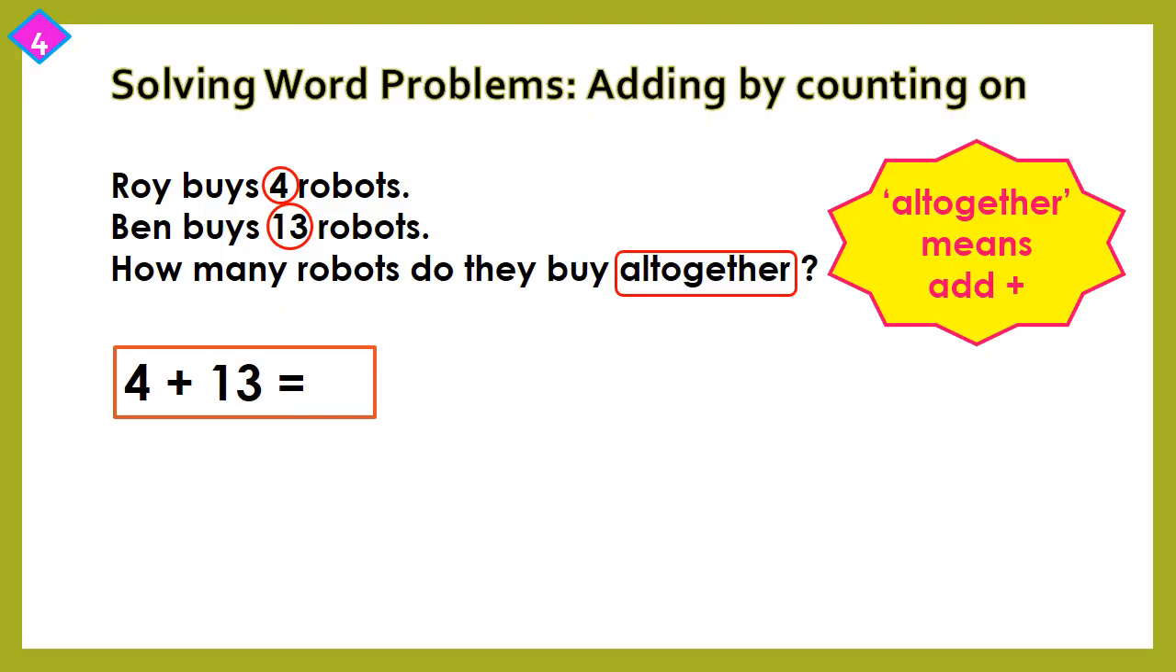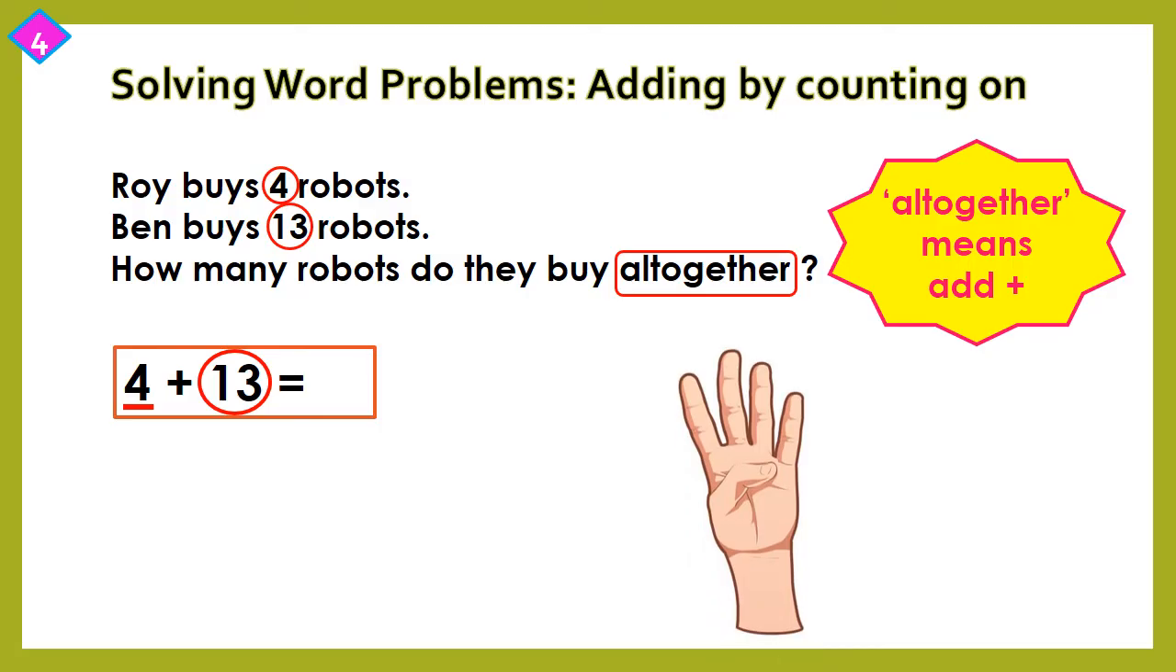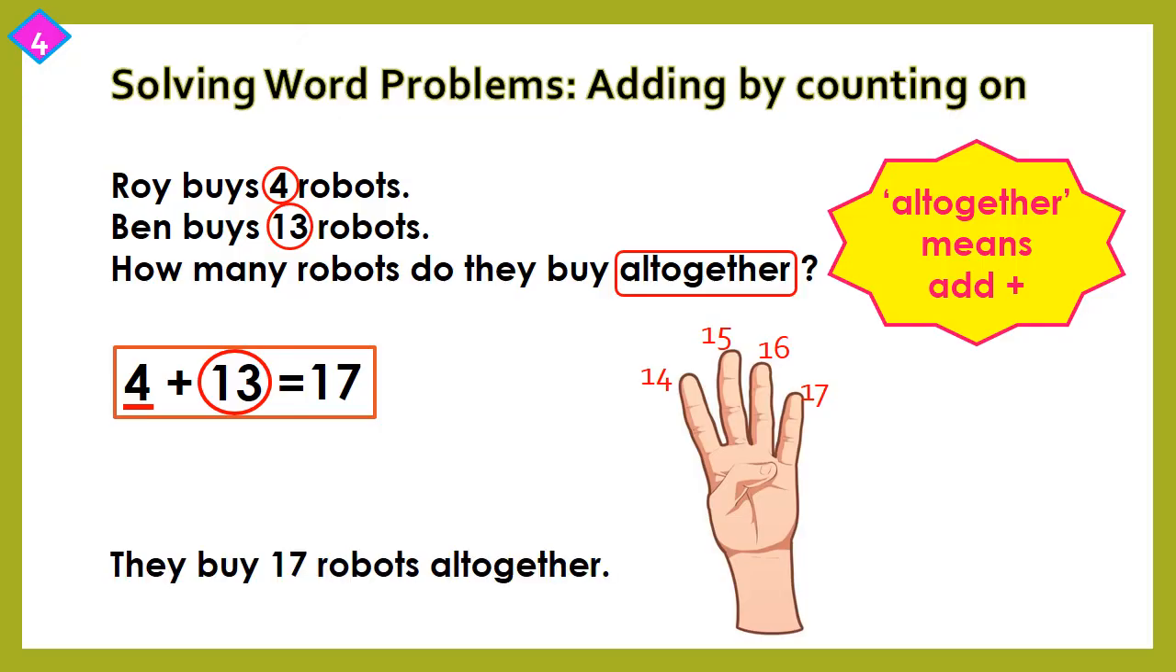Which number is bigger here? 13. We'll start counting on from 13. Which number is smaller here? 4. Now let's have 4 fingers up and start counting. From 13, 14, 15, 16, 17. So 4 plus 13 is equal to 17. They buy 17 robots altogether.